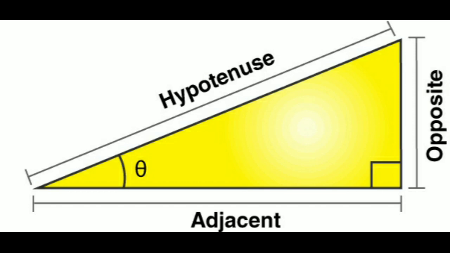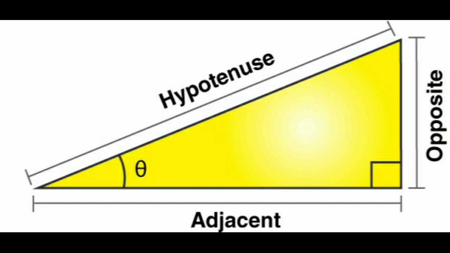Now product to sum formulas. Sin alpha into sin beta equals 1 by 2 bracket cos alpha minus beta minus cos alpha plus beta. Next, cos alpha into cos beta equals 1 by 2 cos alpha minus beta plus cos alpha plus beta. Sin alpha cos beta equals 1 by 2 sin alpha plus beta plus sin alpha minus beta.